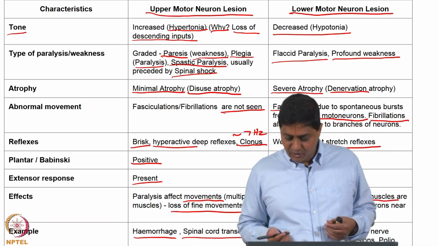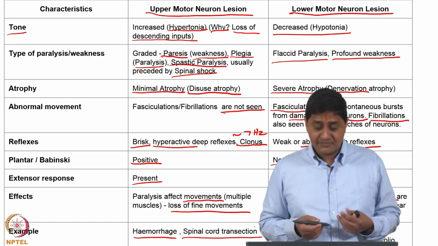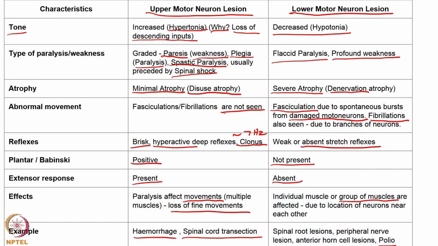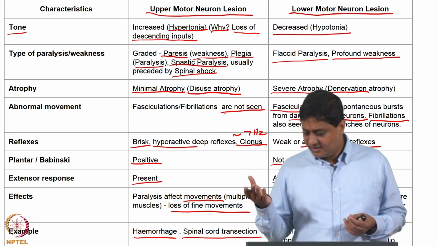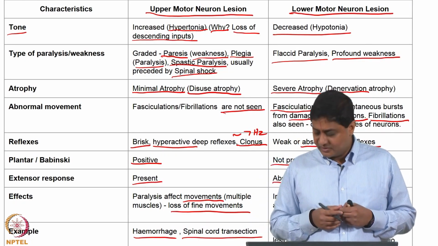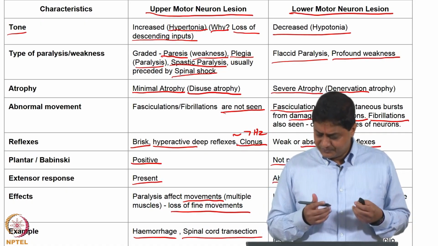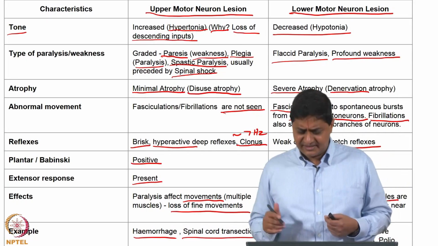And what about lower motor neuronal lesions? This can be due to spinal root lesions or polio, for example. Poliomyelitis is a disease that has been almost eradicated from the world, except for maybe in Pakistan. Everywhere else has been eradicated. Now that disease is a disease of the lower motor neuron, right? And there are other examples.